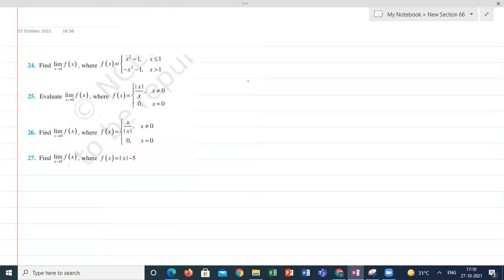How to do the 27th, based on the previous discussion, how can we approach the 27th one? Students, simple. The given question is: find the limit x tends to 5 of f of x, where f of x is modulus of x minus 5. It's very simple.